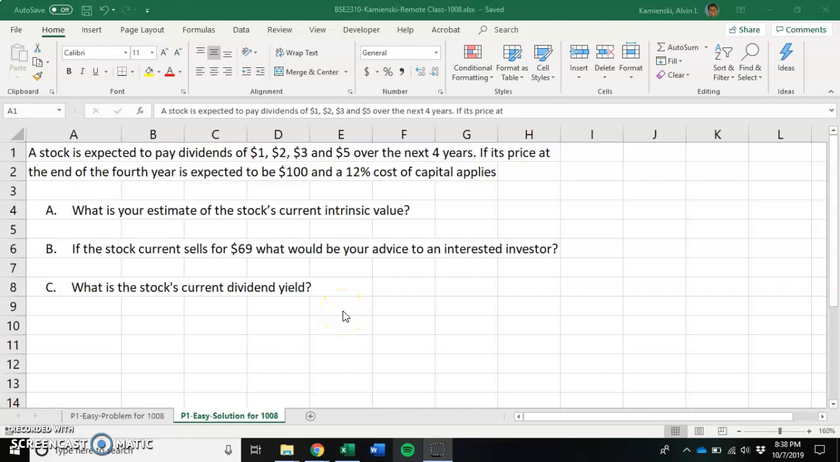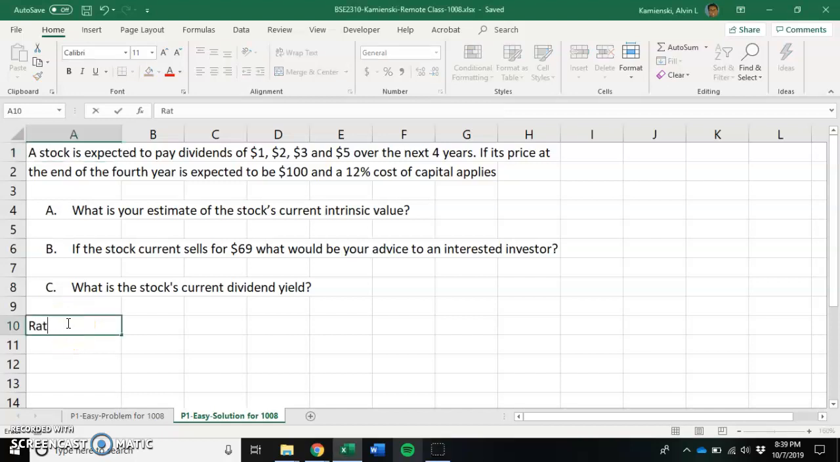Whether basic time value of money problems, stock valuation problems, or bond problems, we're always worried about value being a function of cash flows, opportunity, and time. Cash flows, opportunity, and time. COT. So, in determining what the price of the stock should be, we start thinking about cash flows, opportunity, and time.